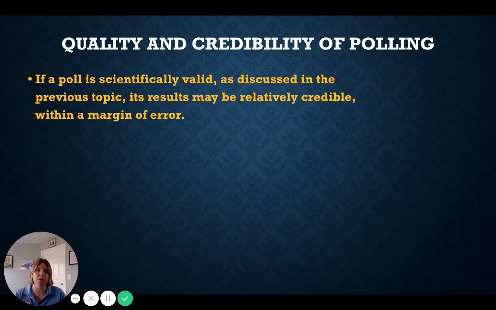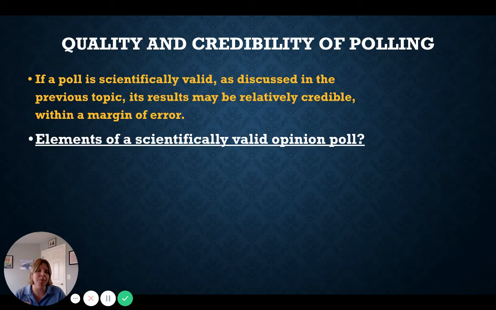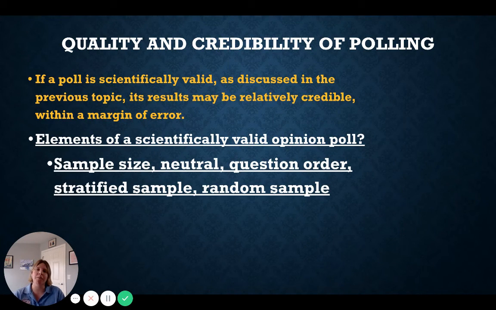So the quality and credibility of polling: remember that there are elements of a scientifically valid poll. The sample size matters. You don't want it too small. You don't want it too big. Anywhere from like 1,000 to 1,500 is usually a pretty safe range for this country. You want to make sure that your poll is neutral and not biased in any way. You also have to take care with the order of your questions, because the way you ask questions and the order can definitely affect the way that people answer.